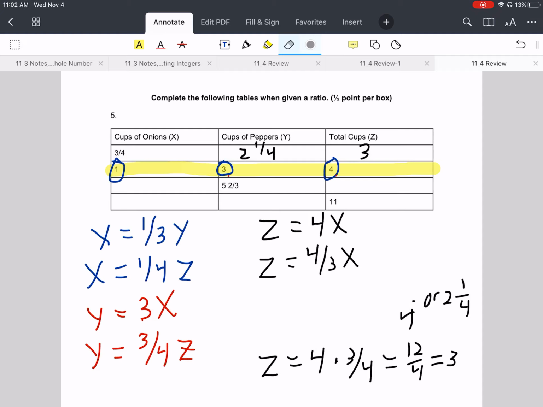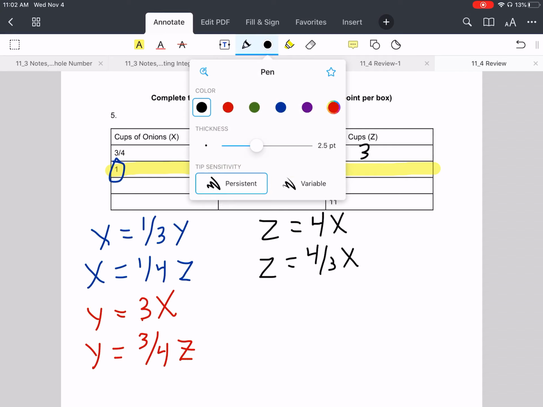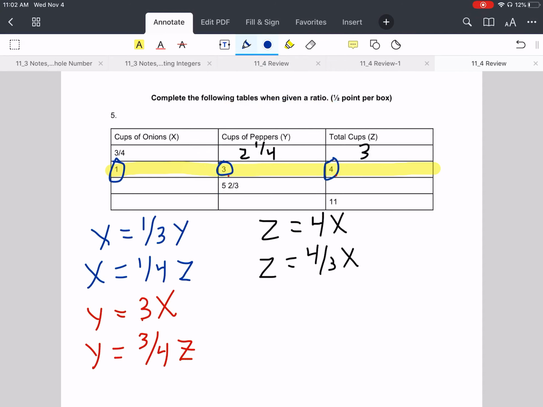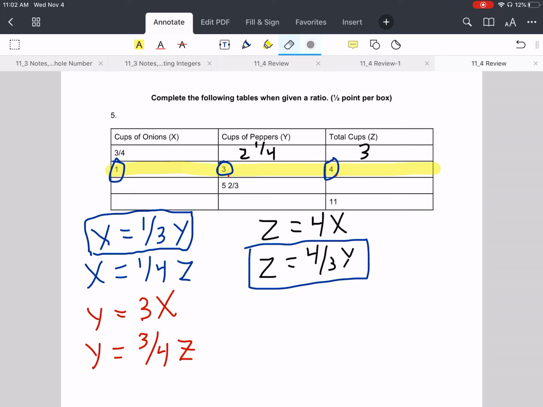Moving on to the third row, which has 5 2/3 cups of peppers, which means that they give us the y value, and we are going to find the x and the z value. So we're going to use this equation where we're looking for the x value, and this equation, which I just realized I need to fix, so I apologize for that. And x equals 1/3 of y.